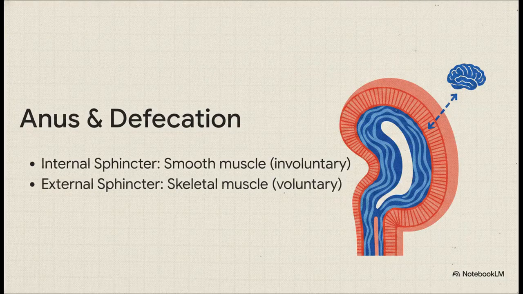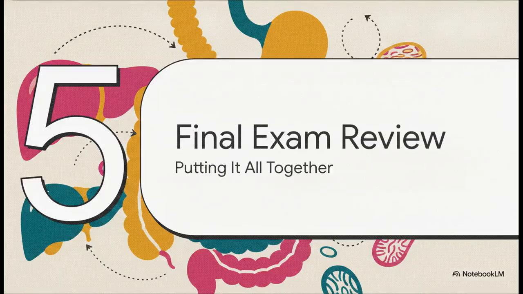And that brings us to the literal exit point, the anus, where we cover our final primary process, defecation. You must remember the dual sphincter mechanism here. The internal sphincter is made of smooth muscle, which means it's totally involuntary. You don't control it. But the external sphincter is made of skeletal muscle, meaning it is entirely under our conscious, voluntary control.